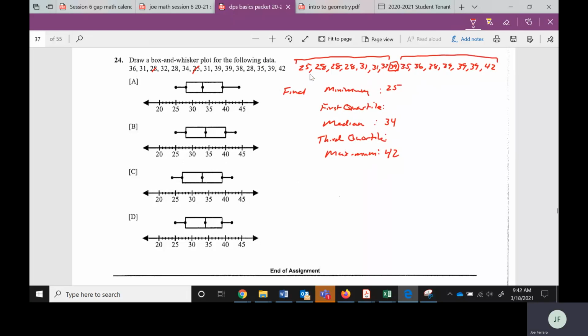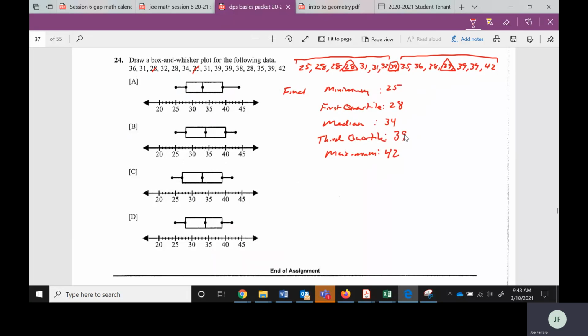So in here, 1, 2, 3, 4, 5, 6, there's 7 numbers. So if we go 1, 2, 3 that way, 1, 2, 3. I'll use maybe a triangle this time. That's the median of the first half, so that's our first quartile. 1, 2, 3, 1, 2, 3. It's 39. It's our second quartile.